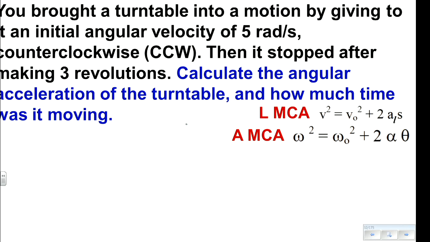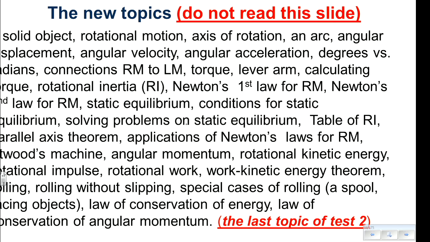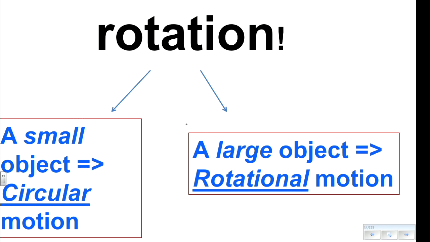All right. So solved. And now we're going to start a new topic. We're going to start from a difference between a circular motion and rotational motion. A circular motion, when something small like a ball moves in a circle.